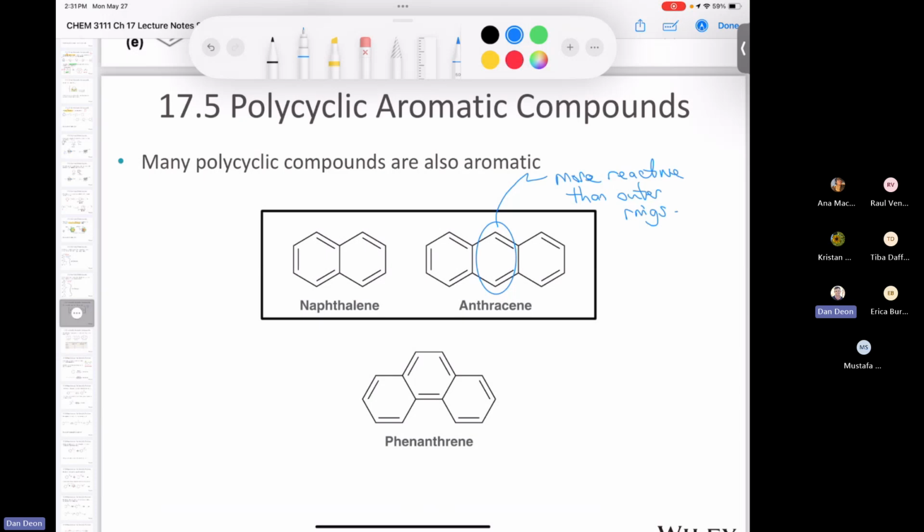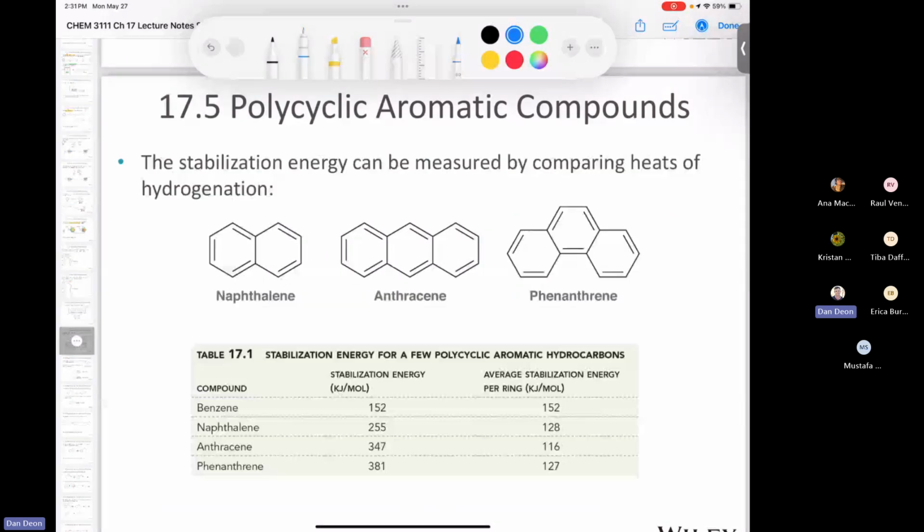Here it talks about the heats of energy of these compounds and how they're less stable than benzene. But again, I'm not going to quiz you on that, so don't worry about that one. All right, 17.6 is pertinent, and I do want to cover some of this information with you today.